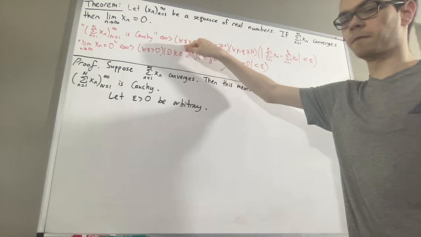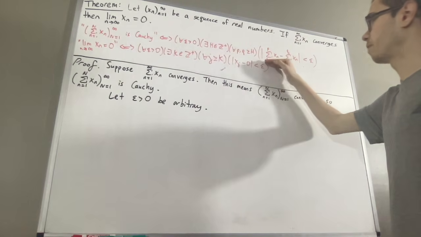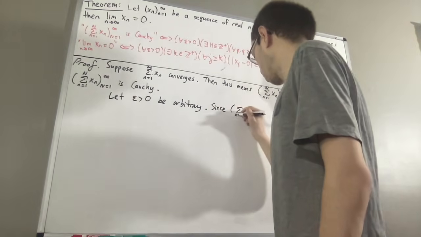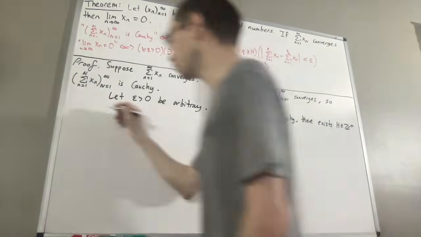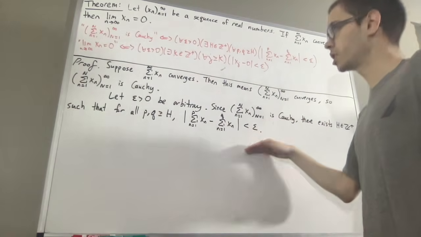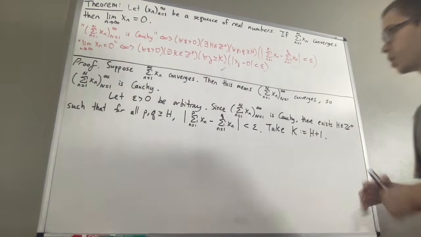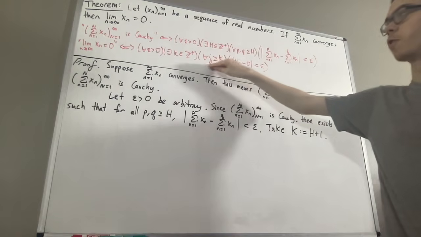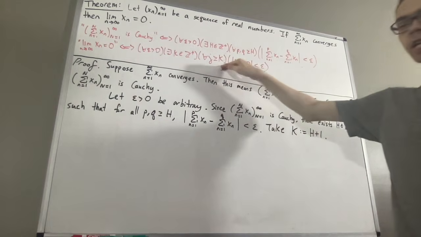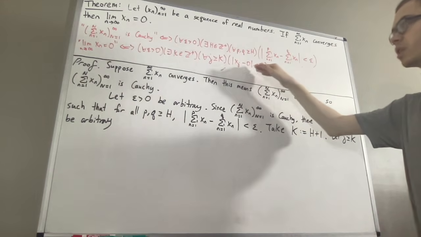So, taking this positive number to be epsilon, we have that there exists a positive integer h, such that for every p and q greater than or equal to h, the absolute value of the pth term of the sum minus the qth term of the sum is less than epsilon. Now, we're going to take k to be h plus 1. With this choice of k, we're going to show for all j greater than or equal to k, the absolute value of xj minus 0 is less than epsilon. So let's give ourselves an arbitrary j greater than or equal to k. The whole goal is to show the absolute value of xj minus 0 is less than epsilon.